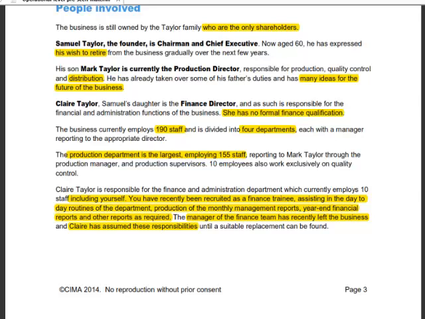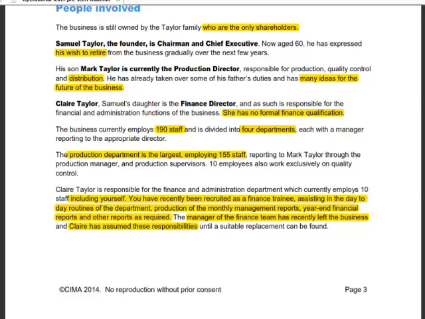Claire Taylor is responsible for finance and administration. You, the management accountant that's taking this exam, has been recently recruited as a finance trainee. So your role, instead of being a finance officer, you're now a finance trainee, assisting in the day-to-day routines of the department, production of monthly management reports, year-end financial reports, and other reports as required. So here is the scope of your work. You're not going to be asked to do anything outside of that scope.